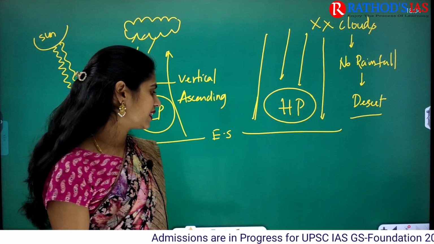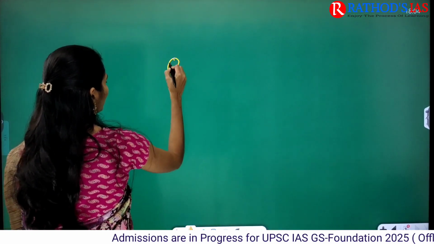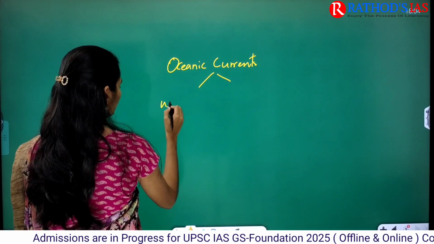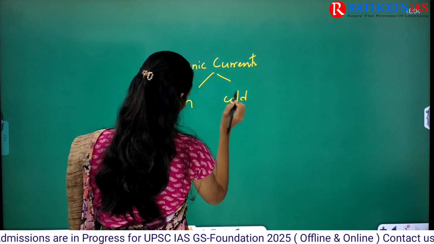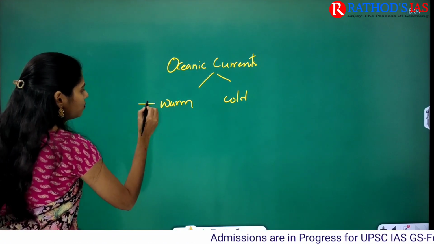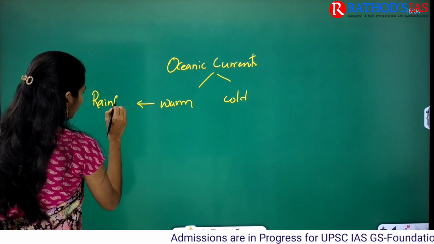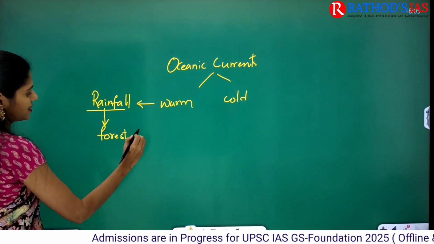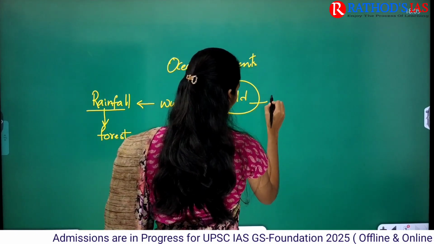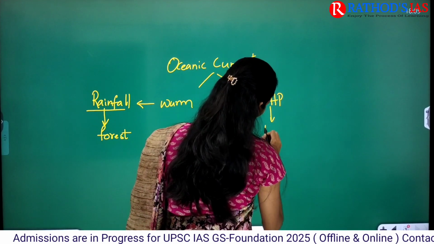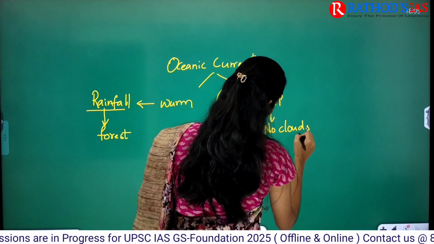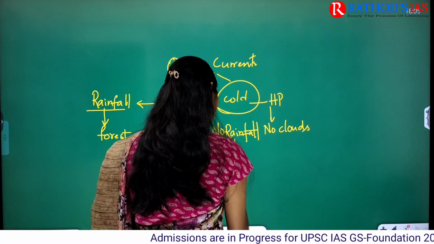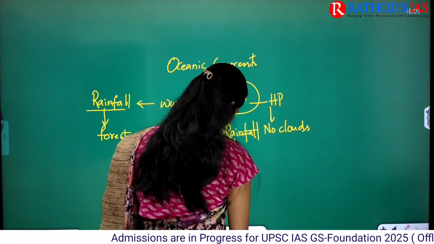And even in oceanic currents, we have two types, warm oceanic currents and cold oceanic currents. Warm oceanic currents lead to rainfall. So whenever rainfall is happening, we will expect forest but not deserts. In cold oceanic currents, again a high pressure area is created. So no cloud formation, no rainfall. Whenever there is no rainfall, that will lead to desert formation.